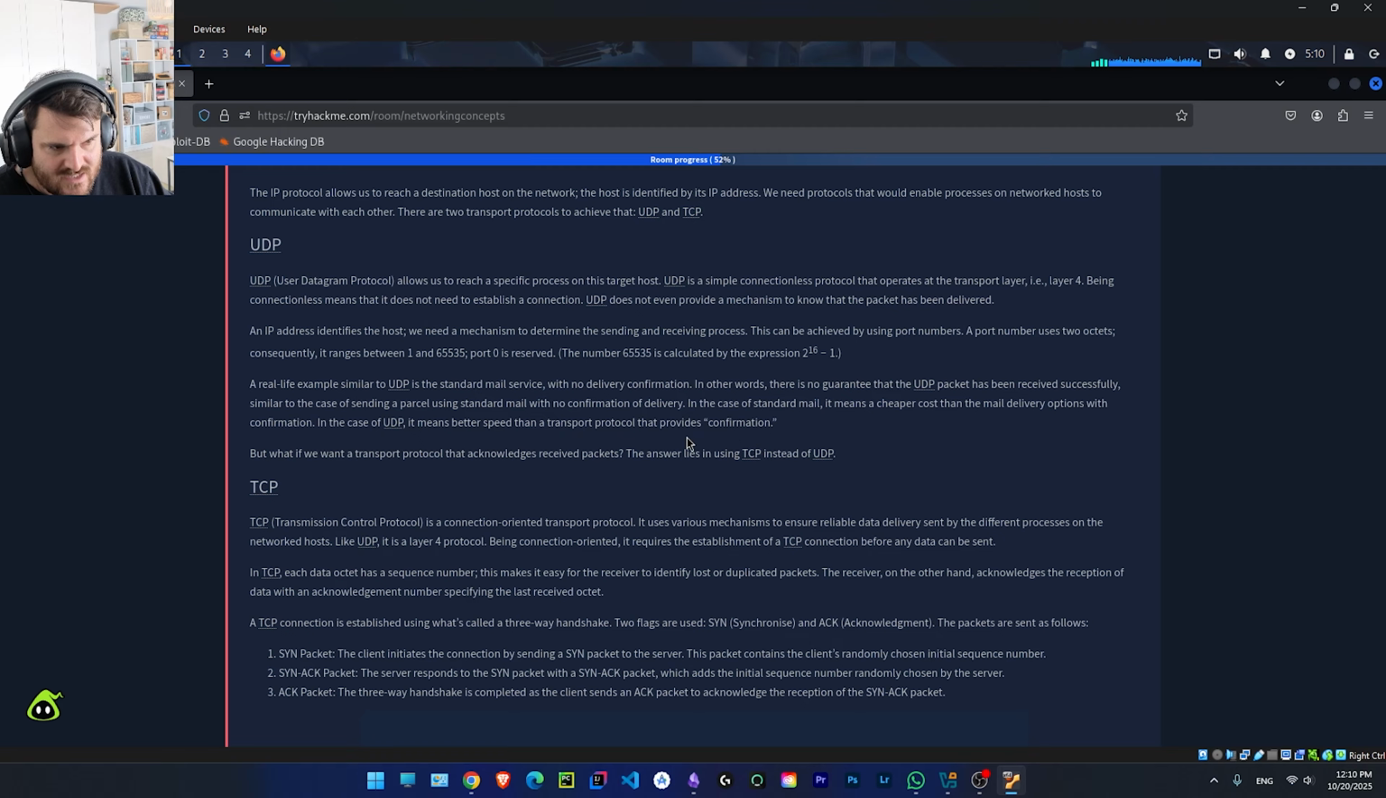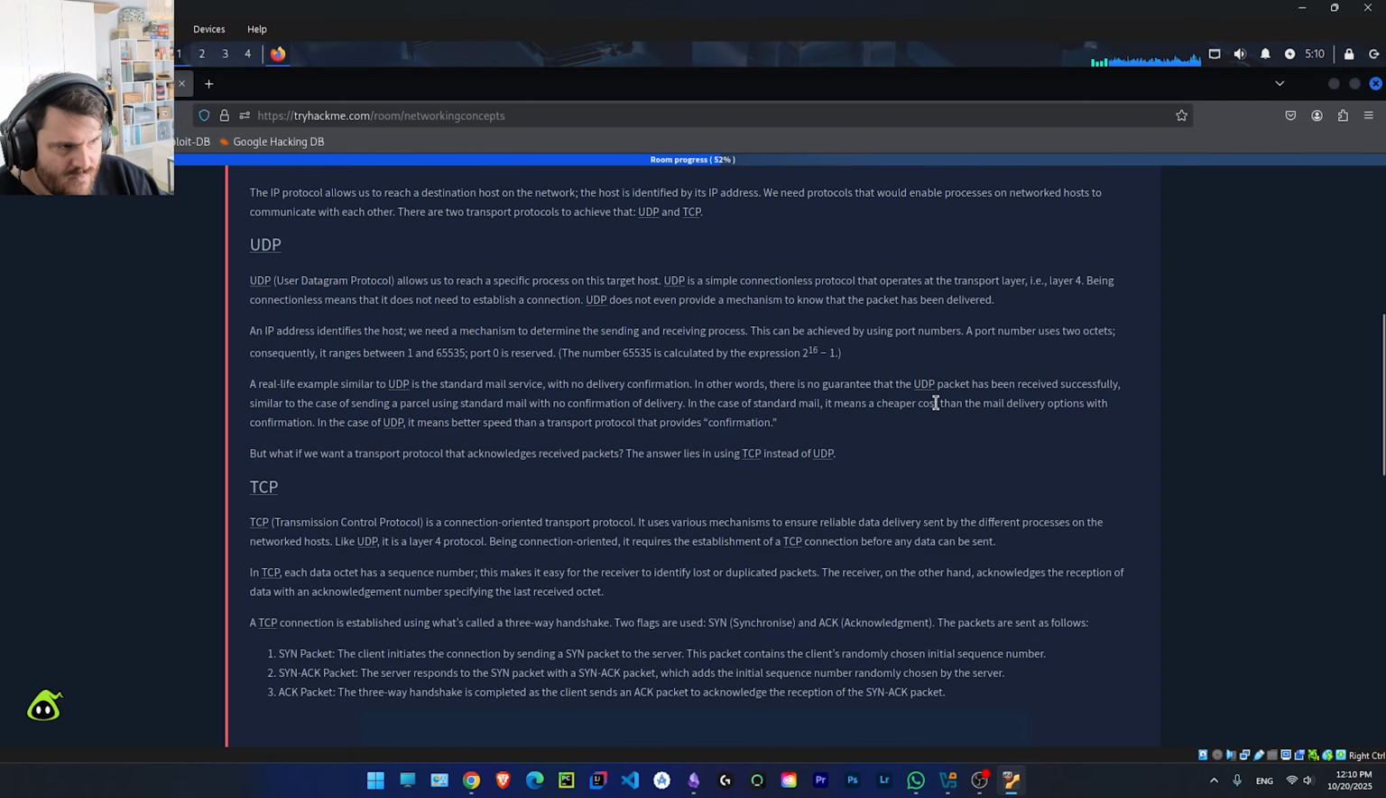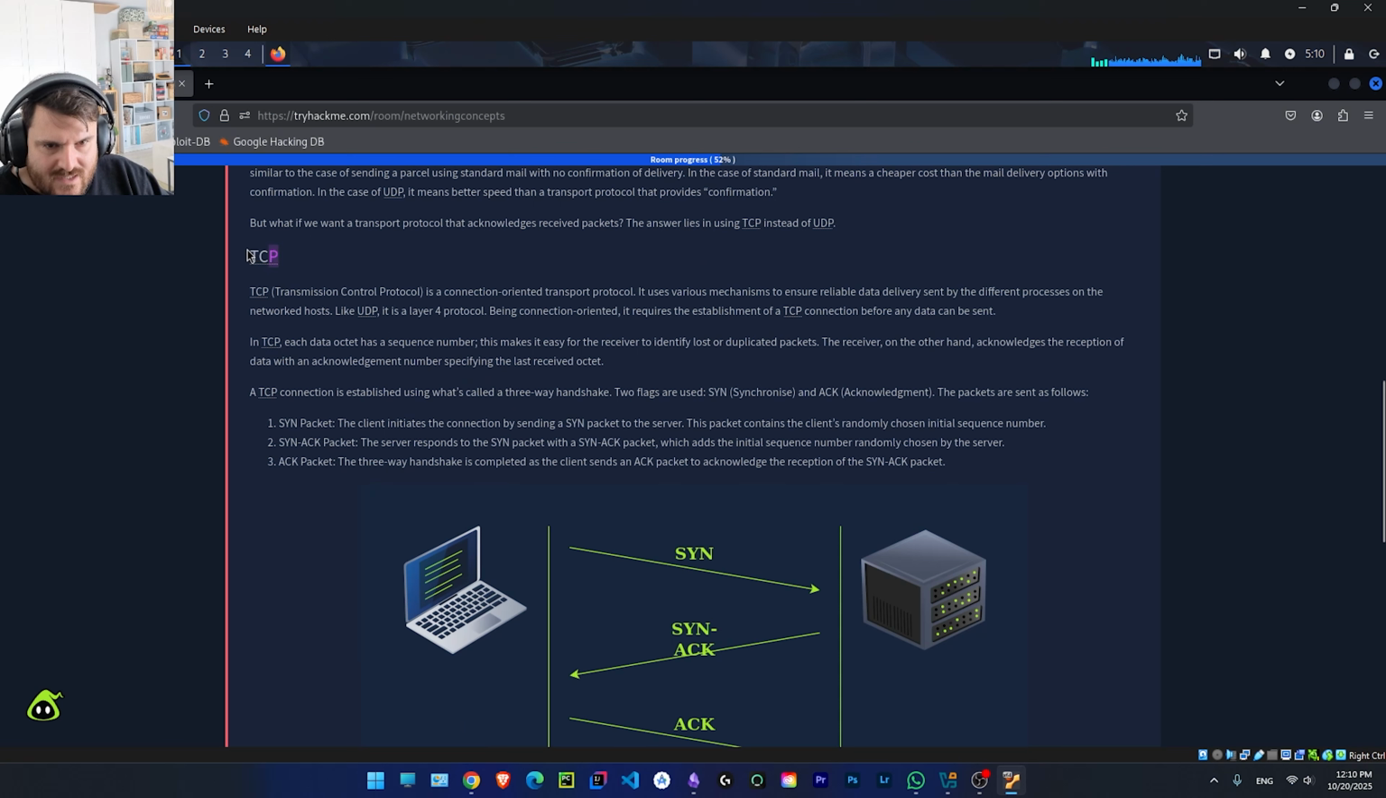But what if we want a transport protocol that acknowledges received packets? The answer lies in using TCP instead of UDP. So basically, UDP is the transport protocol that is not assuring us that our sent packet, our sent request, will be successfully delivered. But then let's read about TCP.